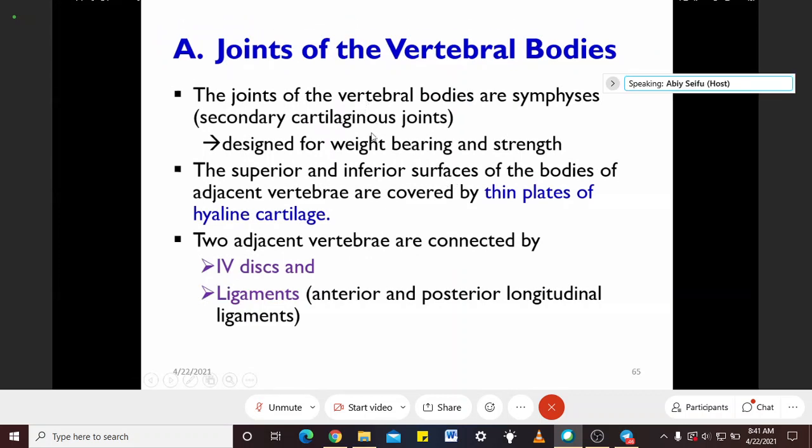The joints found in our body are segmented into three types based upon the structure that binds the two articulating bones: fibrous, cartilaginous, and synovial joints. In a cartilaginous joint, the structure that binds the two articulating bones is cartilage. In this case, there is an intervertebral disc between the two articulating bones. The intervertebral disc is a cartilage structure that serves as a connecting medium between the two articulating vertebrae. There is also a ligament highly associated with the joints of the vertebral body, which is the anterior and posterior longitudinal ligament.